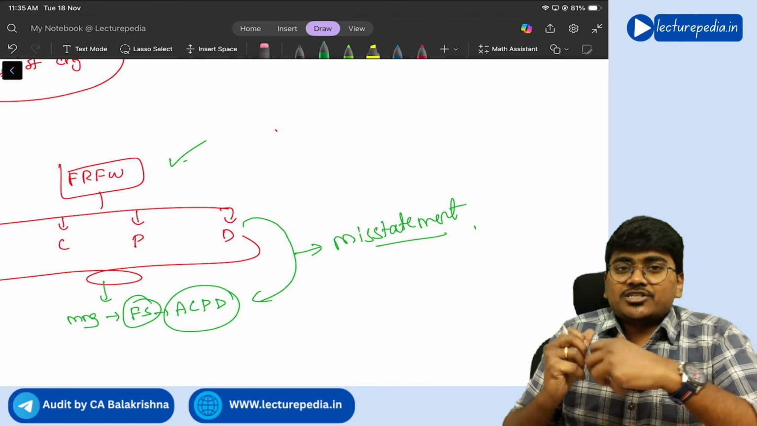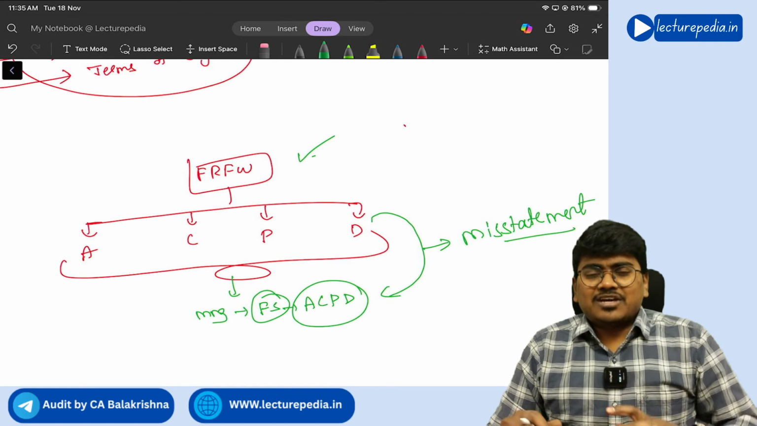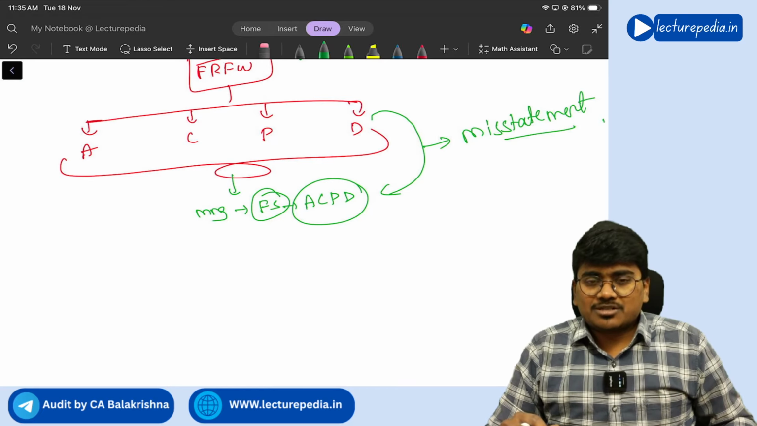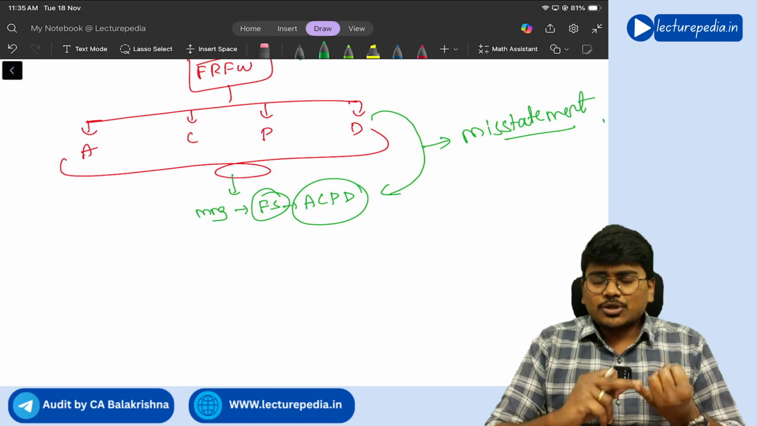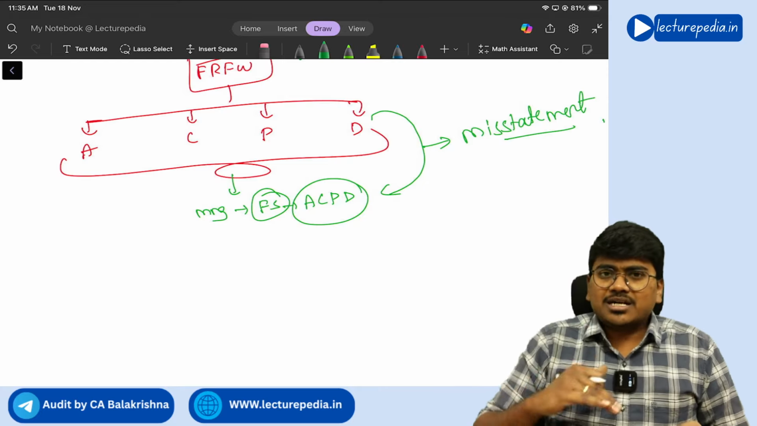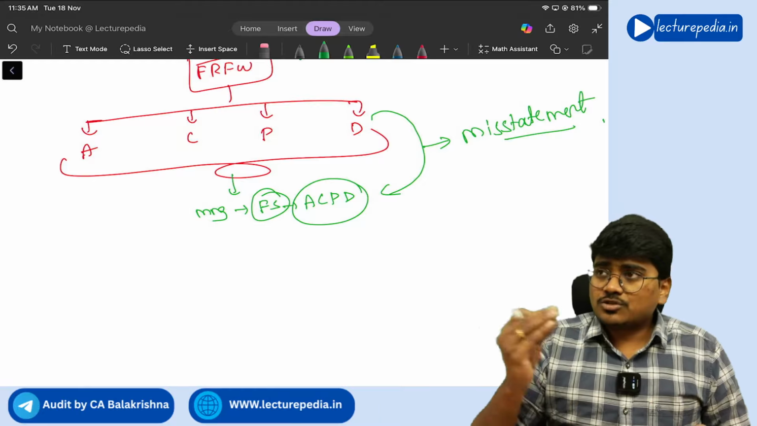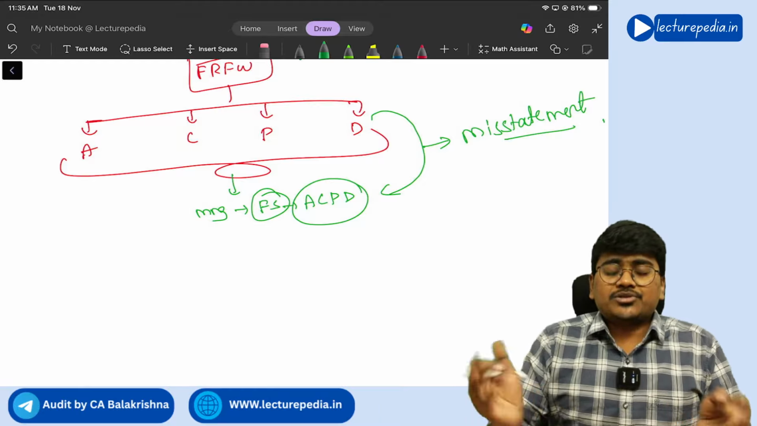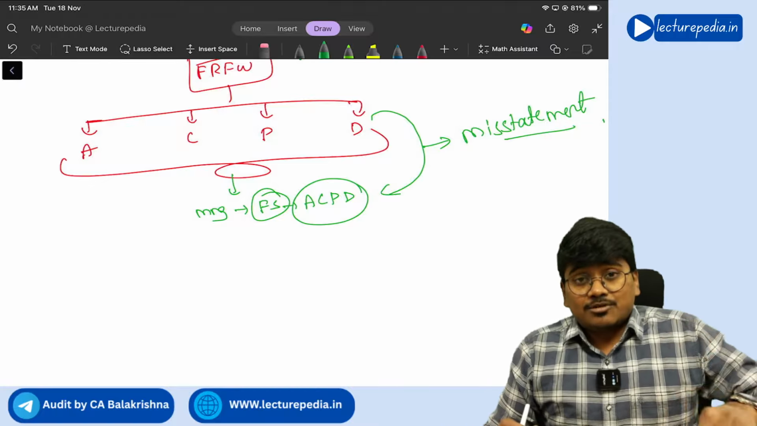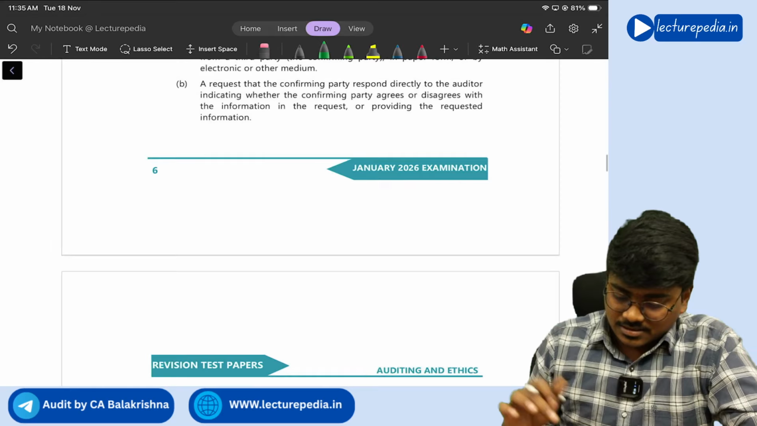So the same definition you need to write down, and examples of misstatement are very easy. You have a number of examples of misstatements, right? Inventory should be valued at cost or NRV, whichever is lower, but it is valued at cost only. Fixed assets: you need to properly provide depreciation, but depreciation is not provided, right? Like this, as many examples as you want, you can write. Got it? Yes.